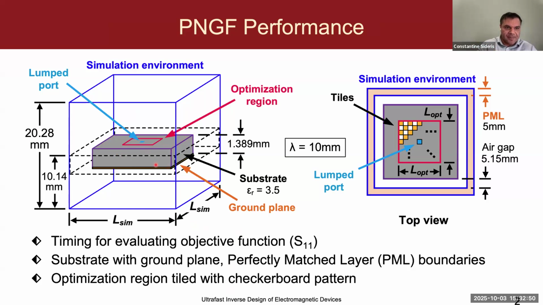So we're going to flip a tile in the optimization region and measure how much time it took to evaluate our objective function, which in this case is computing the electric field at some point, or I think it's computing the S11 for an input at the source input for this tile map.